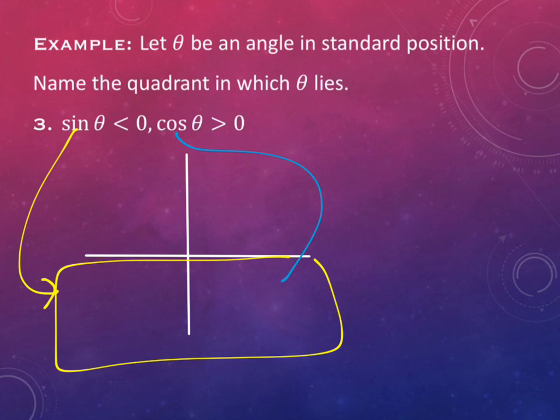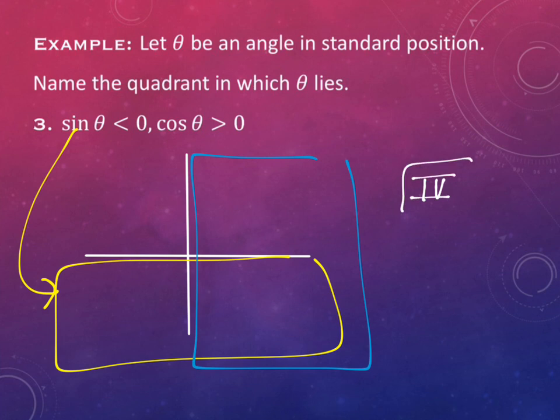The other way that you could do this is you could say, okay, where are my cosine values positive? Well, it's 1 and 4. And you could say, where's the overlap? They overlap in quadrant 4, right? 1 and 4 is where cosine is positive. So my answer is that it's in quadrant 4. That's where this piece of information coincide.